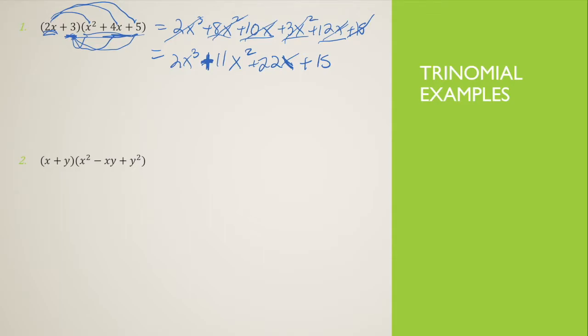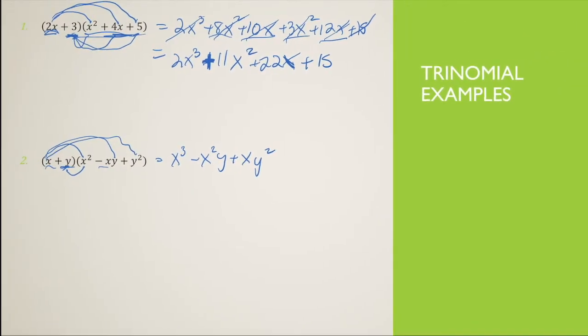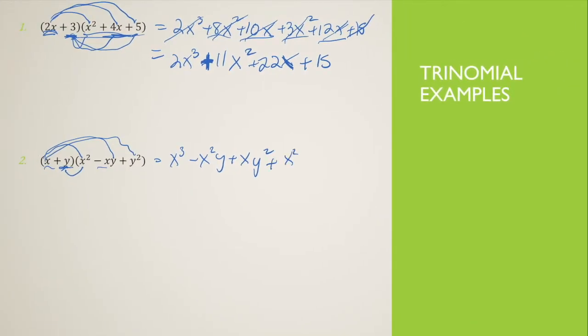Let's look at example 2, and it's all variables. Look at that bad boy. X times x is x cubed. X times negative xy is negative x squared y. Remember, I take x and that gives me an x squared. X times y squared is a positive xy squared. Now I'm going to multiply everything by y. Y times x is x squared y.